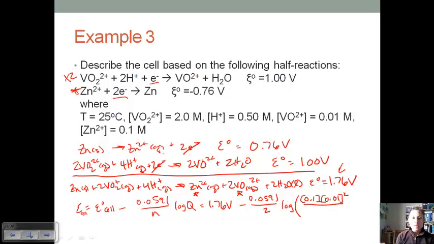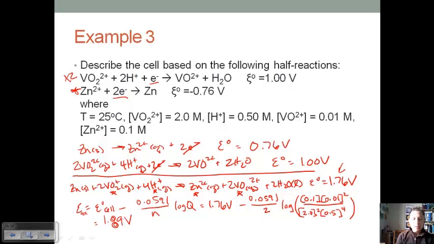And that gets divided by our reactants. So our reactants, zinc solid's not going to work. Our VO2 and our 4H plus. So the VO2 concentration was 2, but there's a 2 in front, so we're going to square it. And then our H plus was 0.5, but there's a 4 in front, so we're going to do that to the 4th. And so if we solve for all of this, we get that our cell potential is 1.89 volts.